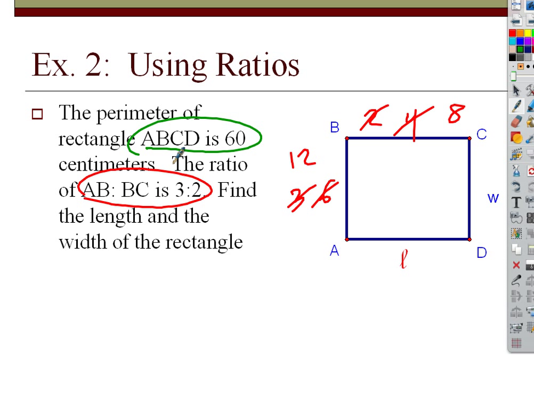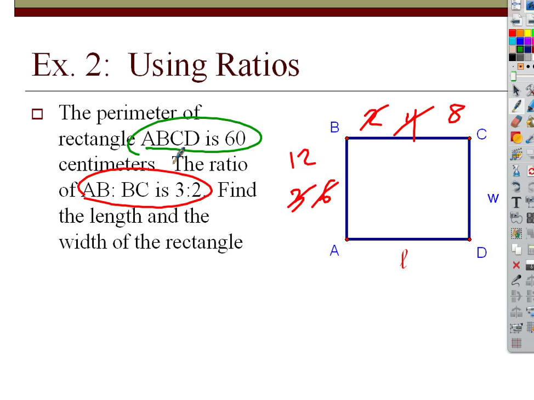You can't just guess and check. That's not productive. It's not efficient. That's what algebra does for us. Algebra sets up a way where we can narrow in on the one exact answer efficiently. Okay, now, how do we do that?